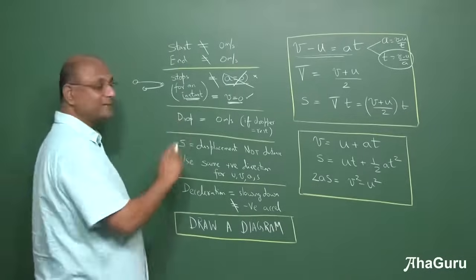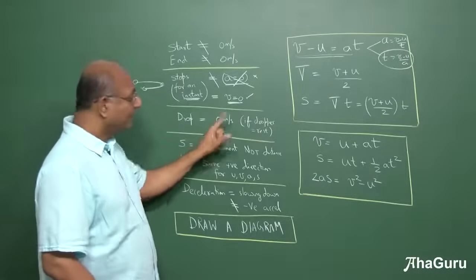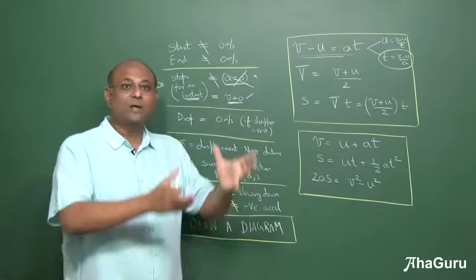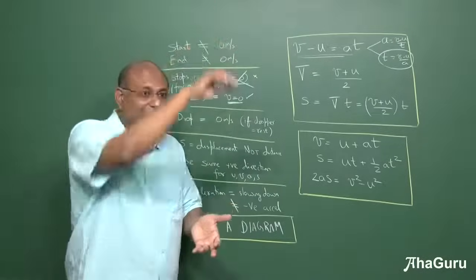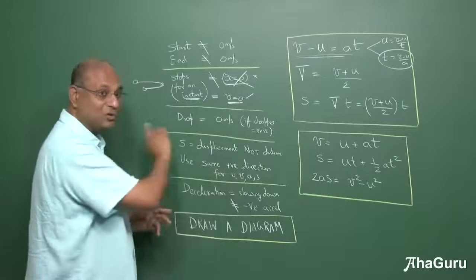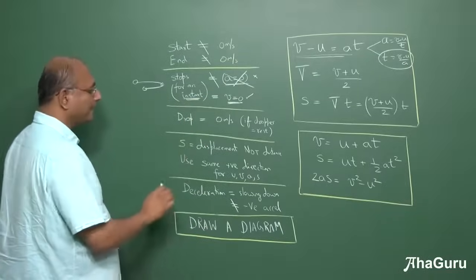If I drop an object, velocity is 0, if the dropper was also at rest. If there is a balloon going up, it is not at rest. If I'm coming down in a lift and I drop it, it has the same velocity as the lift, it is not equal to 0. But in general, if I go and drop it like this, it is 0.